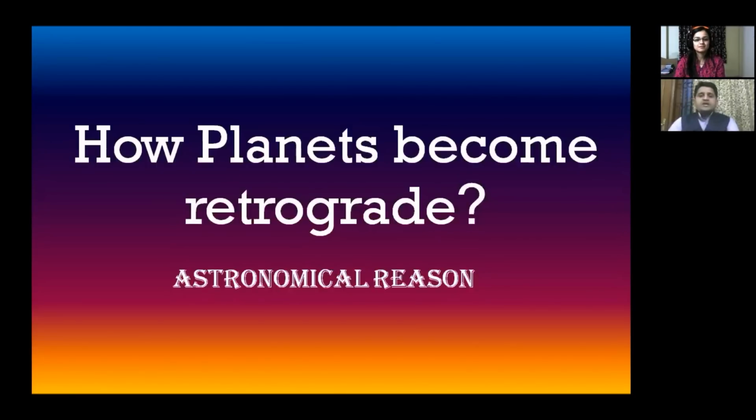Before going into the predictive part of retrograde planets, first we must understand why and how planets become retrograde. Here I remember one case. One of my students asked, "Sir, planets are revolving in their own orbit, so how can they start moving in a reverse direction?" My obvious answer was no, it's not possible. Then he asked, "Then how does a planet become retrograde?" In the upcoming slides, I'm going to show you how this phenomenon happens.